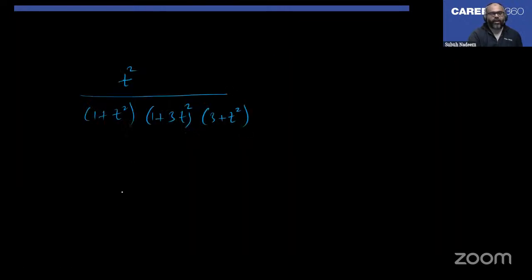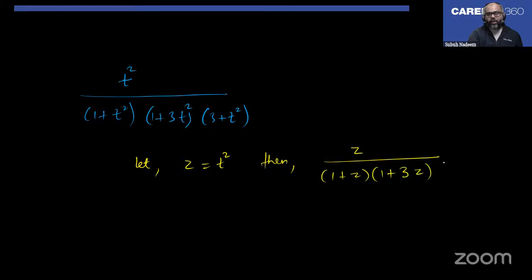Now, after taking it outside the integral, let us take a substitution. Let z is equal to t square. Then this will become z by 1 plus z, 1 plus 3z, 3 plus z. और ये जो हम कर रहे हैं ये इंटीग्रेशन के अंदर नहीं कर रहे हैं, बाहर कर रहे हैं. इसलिए हमें इंटीग्रेशन के लिमिट्स को चेंज करने की कोई जरूरत नहीं है. जब ये सिंप्लीफाई हो जाएगा तो वापस से t square put करके फिर इंटीग्रल में उसको पुट करेंगे. तो अब यहां पर इंपॉर्टेंट ये है कि इसमें पार्शियल फ्रैक्शन हमें लगाना है.